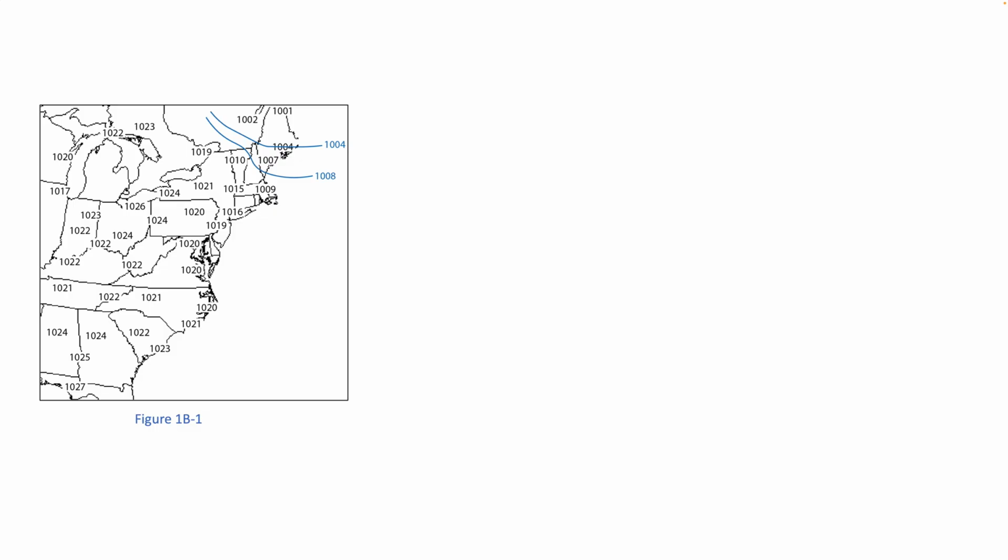Now, what we have here in figure 1B1 is a map with pressures on the eastern United States. These are pressures that are measured with ASOS, and they're reported, and we put these on a map. And what you'll see in the northeast corner is that a couple of isobars have been drawn. Now remember that an isobar is a line of equal pressure. So everywhere on this isobar, the pressure is exactly 1,004 millibars.